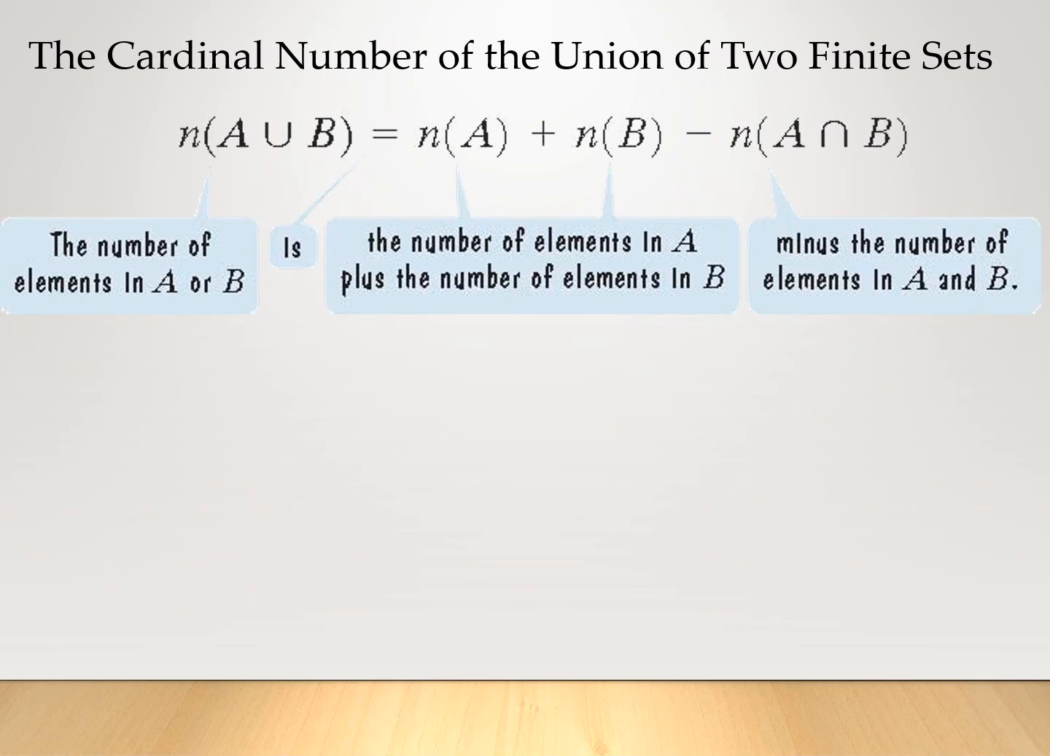Now let's move on to the cardinal number of the union of two finite sets. The number of elements in A or B is equal to the number of elements in A plus the number of elements in B minus the number of elements in A and B. So to get the number of elements in A union B, it is equal to the number of elements in A plus the number of elements in B minus the number of elements in A intersection B.